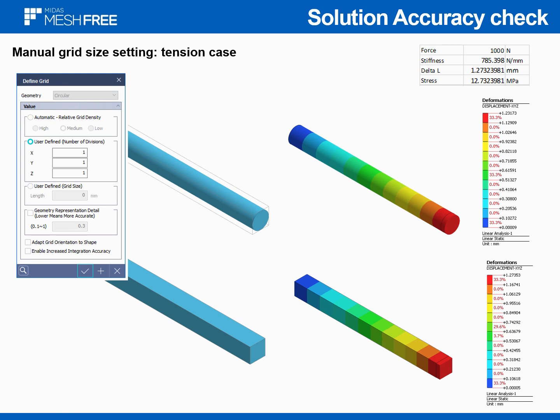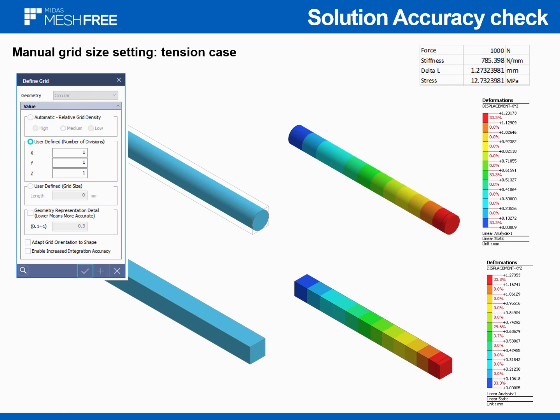So let's start from a manual approach and conduct some tests using the circular and rectangular specimen. And what is the minimum number of blocks? It's 1, 1, 1 across all of the axes. So let's investigate results for this case.